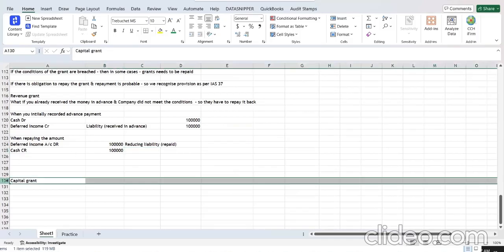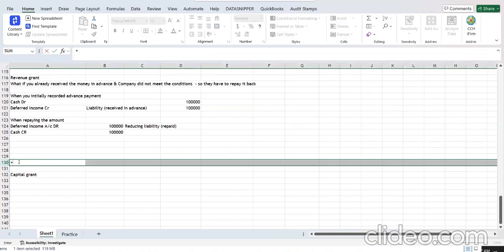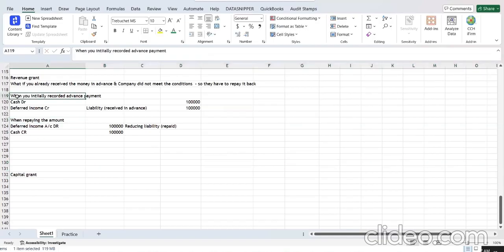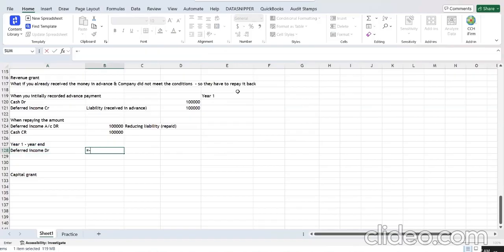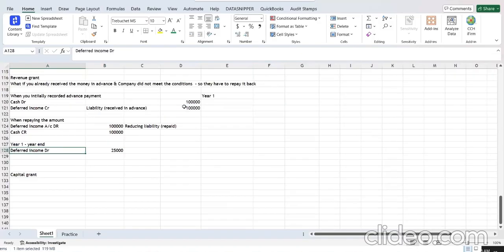So now, for example, case two is like this: you received $1 lakh in year one, and at year end, you recognized 25% of your liability because you met 25% of the conditions, right?